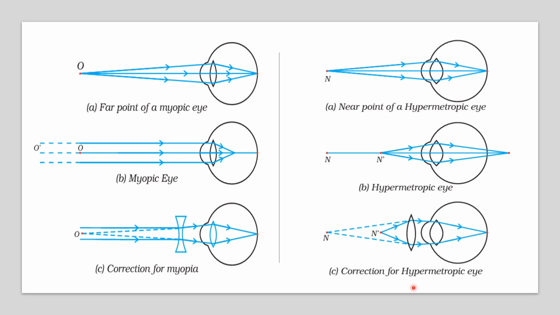The next defect that we have seen is the hypermetropic eye. Here the image of the nearby object is formed behind the retina. So this defect is corrected using a convex lens. The third condition that we saw is presbyopia. This defect is corrected in the same way as hypermetropia, that is by using a convex lens. These two conditions, myopia and hypermetropia, are the common defects found in the eye.